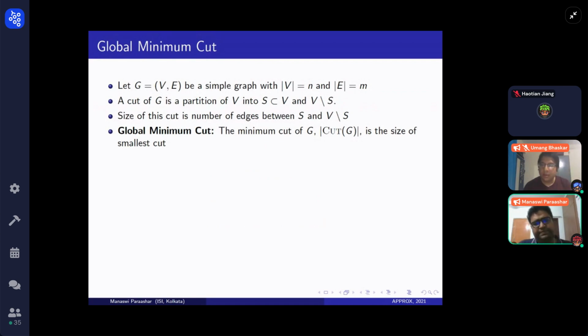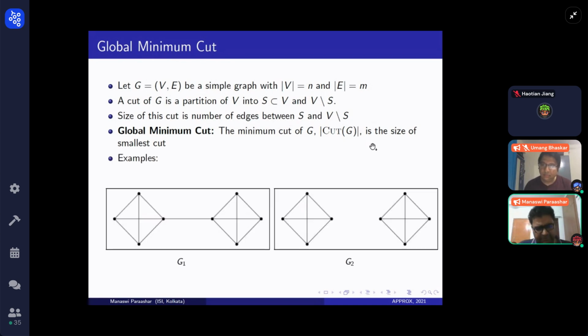Let G be a simple graph with n vertices and m edges. A cut of G is simply a partition of the vertex set into S, a subset of the vertices, and its complement. The size of this cut is the number of edges with one endpoint in S and the other endpoint in its complement. And the global minimum cut of G, which we are going to denote by this notation, is the size of the smallest cut of G.